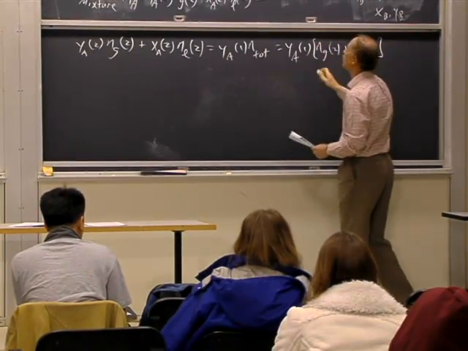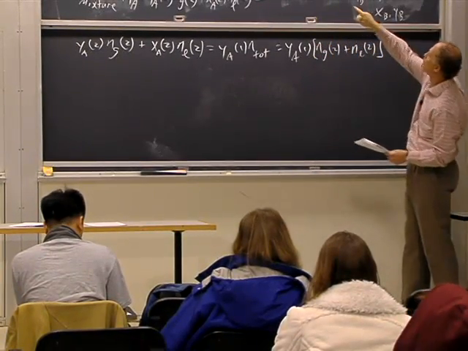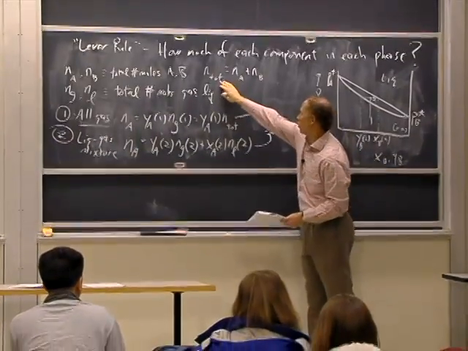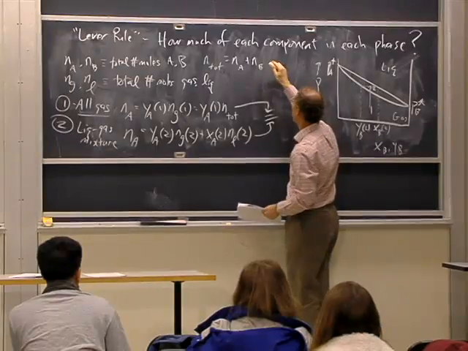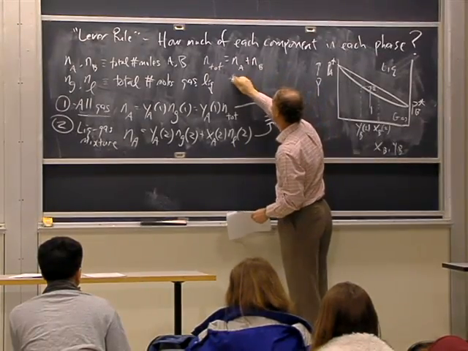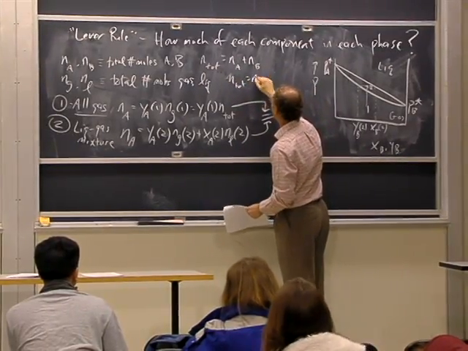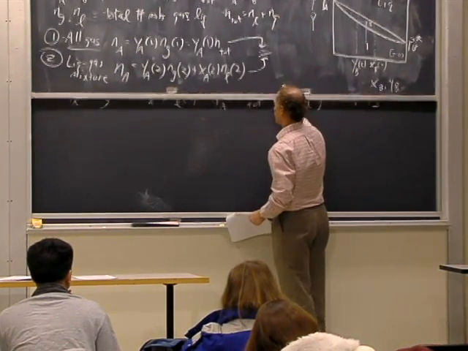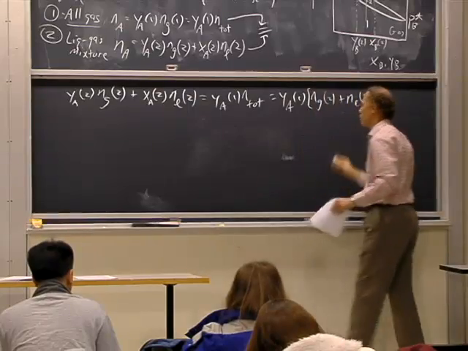Right? I suppose I could add that equality. Of course, it's an obvious one, but let me do it anyway. The total number of moles is equal to Na plus NB, but it's also equal to N liquid plus N gas. And that's all I'm taking advantage of here.